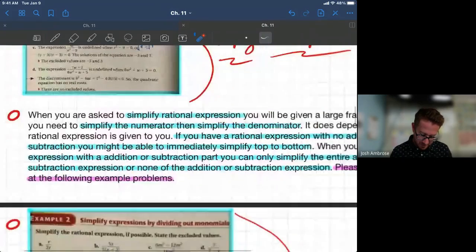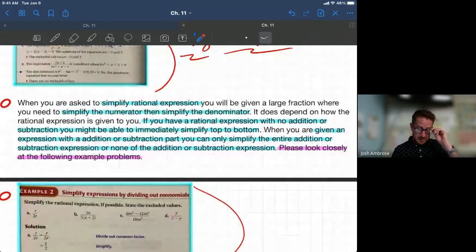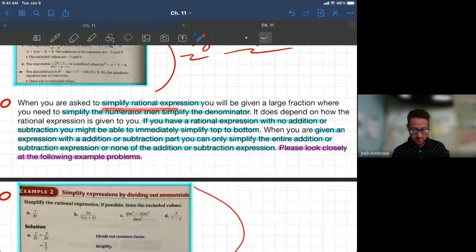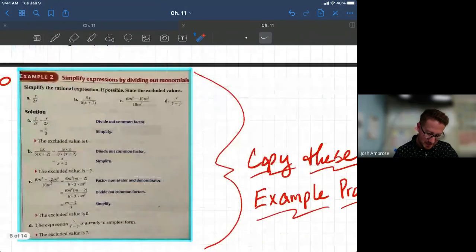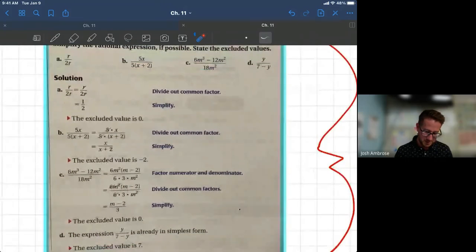Let's move down here. Now, this typed info is all about simplifying rational expressions. And again, take the time here, pause the video, and copy what you see that I have highlighted. Okay, do that. Then move down here and take a look at these simplified rational expressions. All right, so we have 4 example problems here.